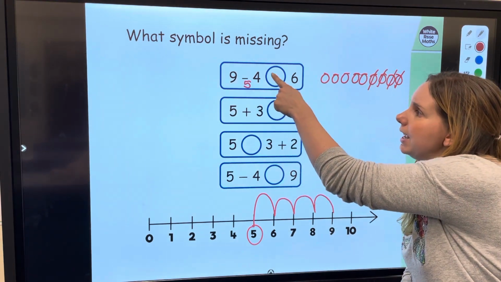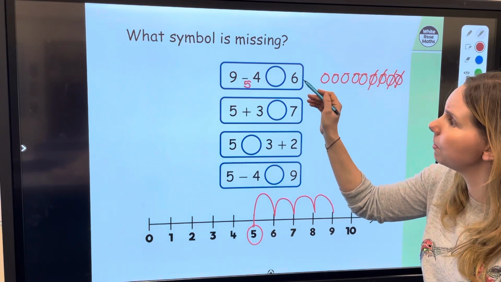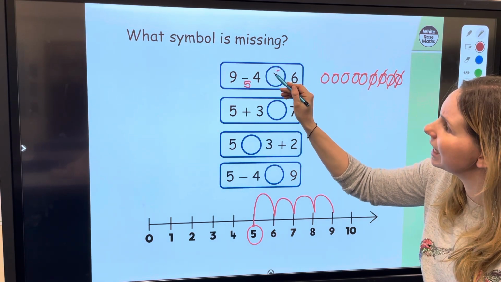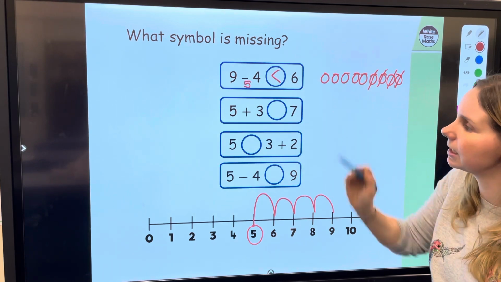I know 5 is 6. I know 6 comes after 5 when I'm counting, so it must be greater. So 5 is less than 6 because 6 is greater. 5 is less than 6.